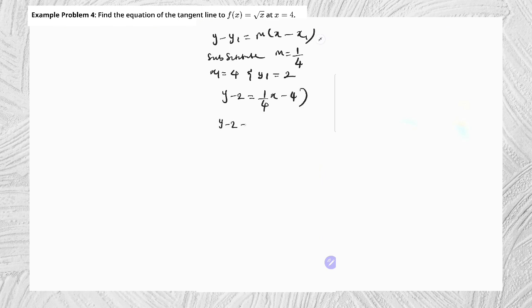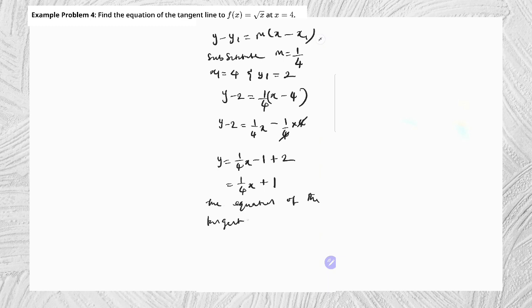And when you simplify this by opening the bracket, you are going to end up with 1 over 4 x minus 1 over 1, which is the same thing as 1. When you carry the 2 to the other side, it becomes plus 2, so you end up with y equals 1 over 4 x plus 1. So the equation of the tangent line is y equals 1 over 4 x plus 1.